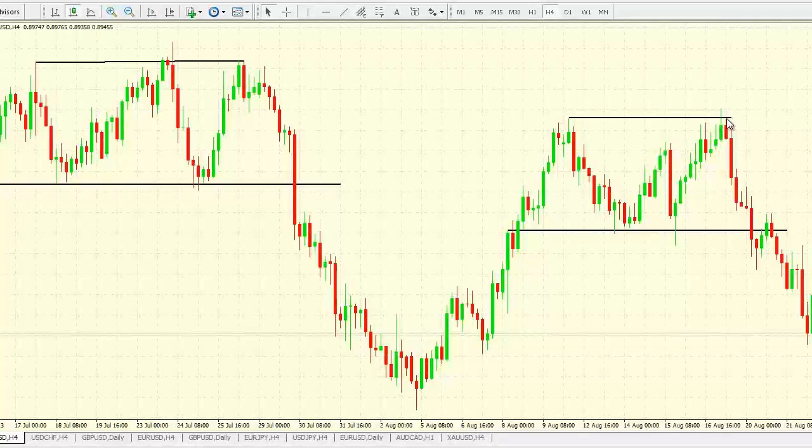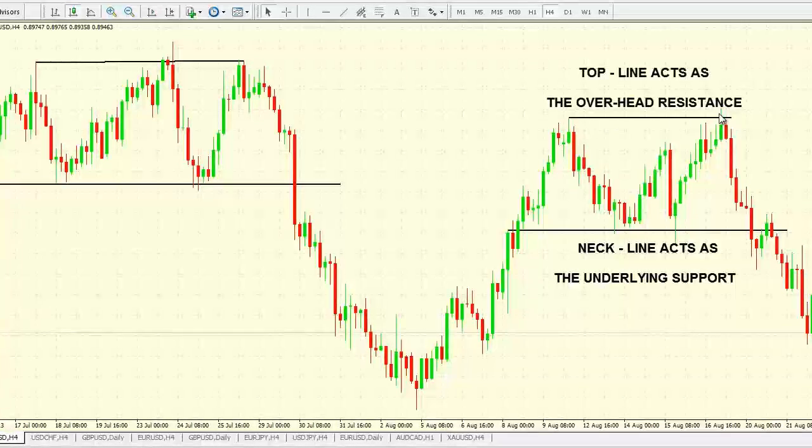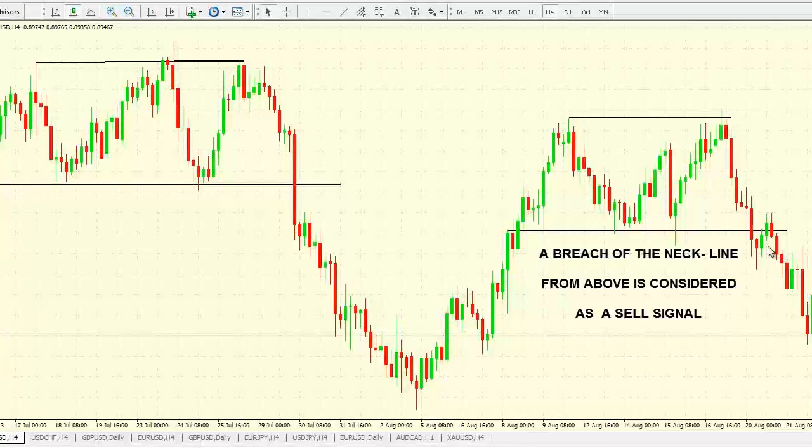Now from this point, the price again slid towards lower price levels. The neckline would act as the underlying support, while the top line acts as the overhead resistance. Once the price breaks out below the neckline, the pattern is said to have been triggered. A considerable decline below this level is considered as a sell signal.